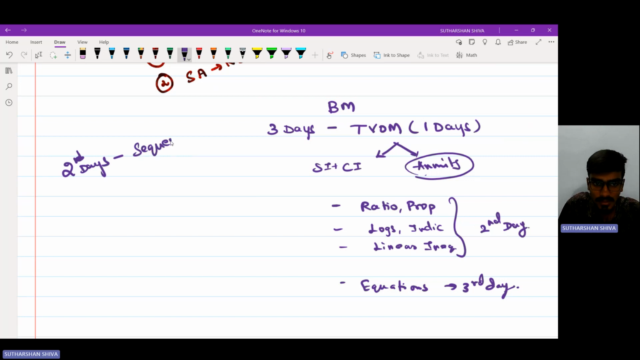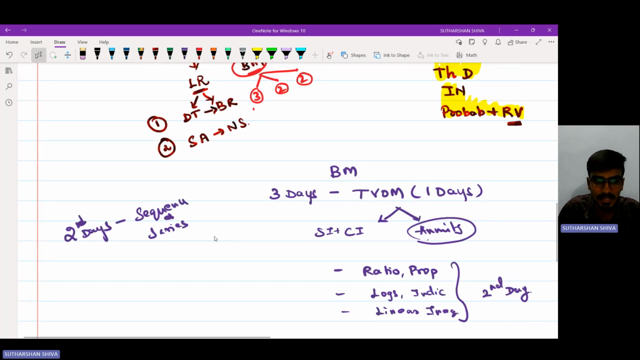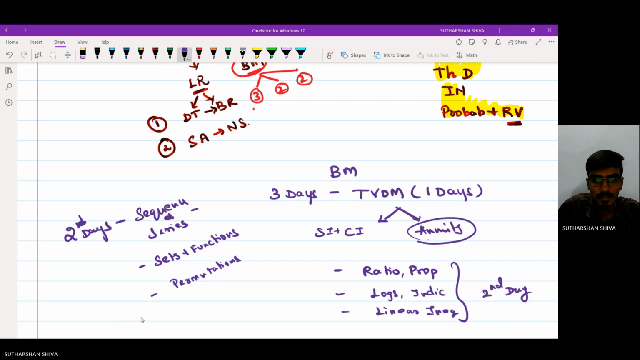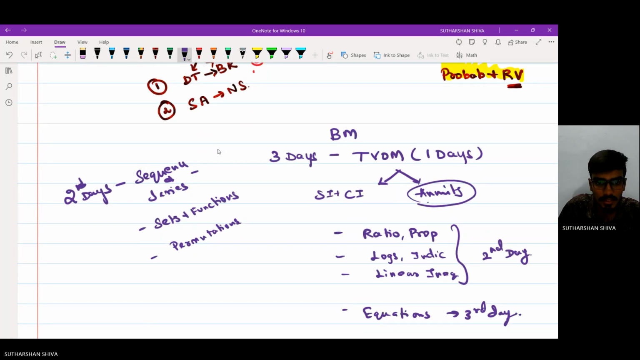You will start with sequence and series. Along with sequence and series, you will do sets and functions. After that, if time permits, do permutation alone. Okay, next, this entire thing you need to complete in 2 days.